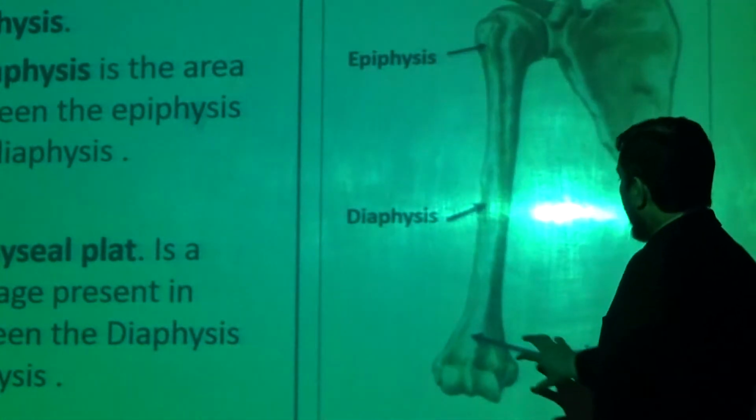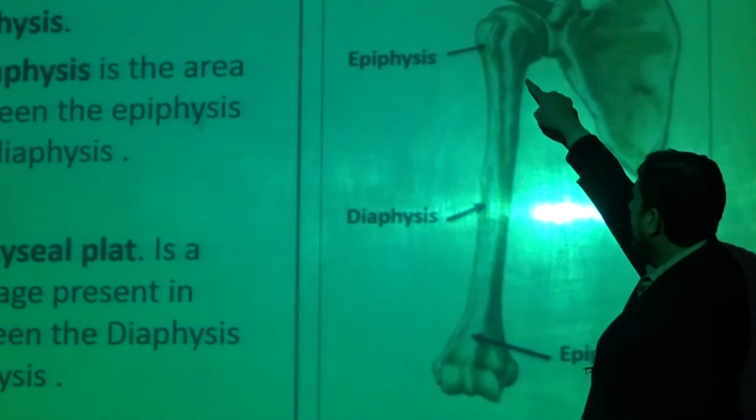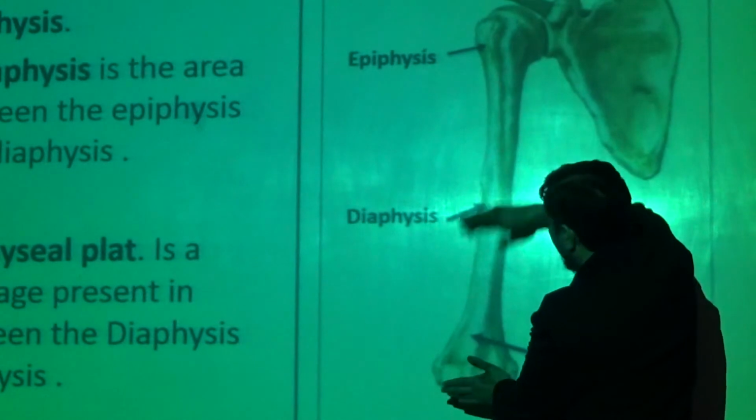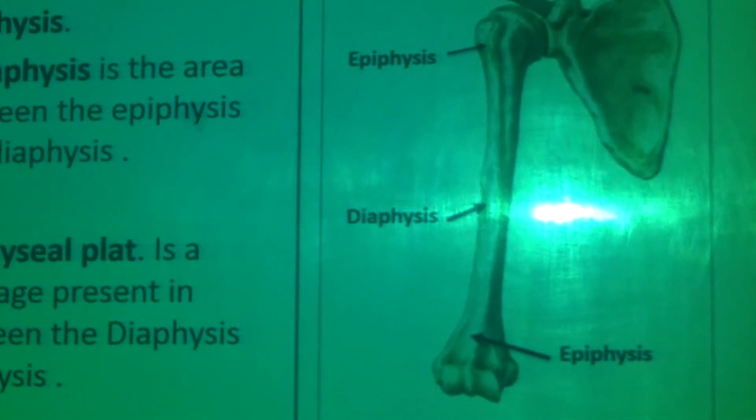Now we have two ends. This end is known as epiphysis. And what is this one? In between these two ends, we have a diaphysis. Why are we studying this diaphysis and epiphysis? I will tell you one thing.